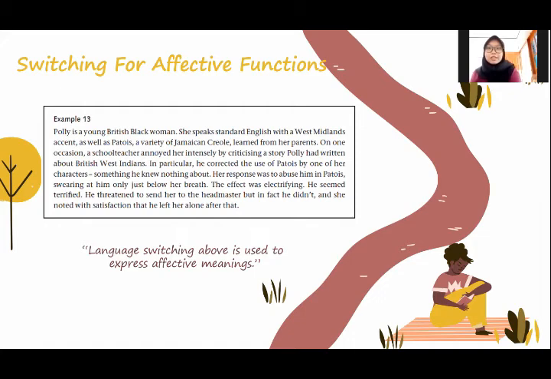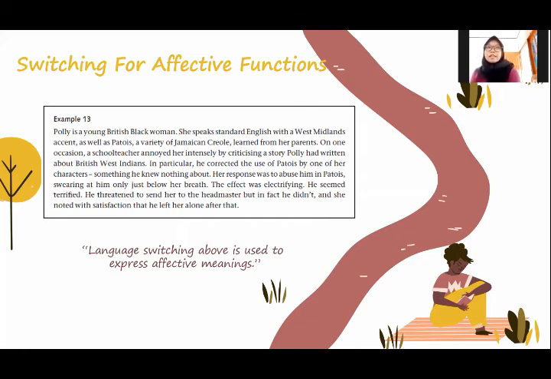In particular, he corrected the use of patois by one of her characters, something he knew nothing about. Her response was to abuse him in patois, swearing at him only just below her breath. The effect was electrifying. He seemed terrified. He threatened to send her to the headmaster, but in fact he didn't, and she noted with satisfaction that he left her alone after that.